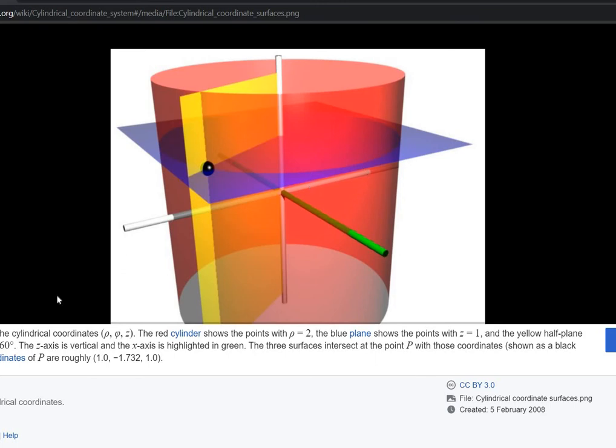The yellow half plane shows the points with phi equal to minus 60 degrees, that is, minus 60 from the x-axis. The z-axis is a vertical line. This is the z-axis, and the x-axis is highlighted in green. This is the x-axis. This is the z-axis.